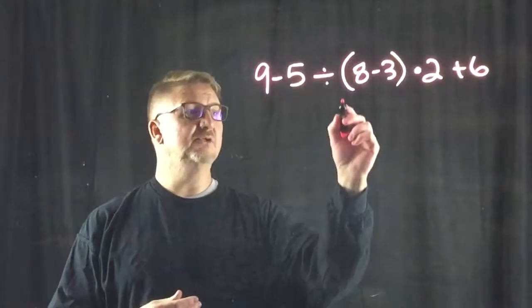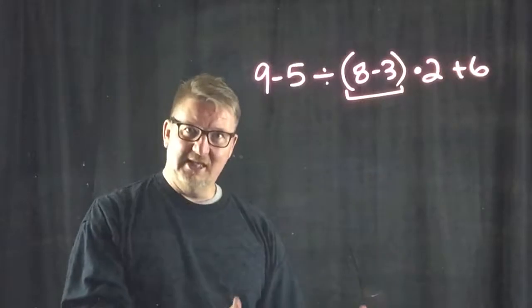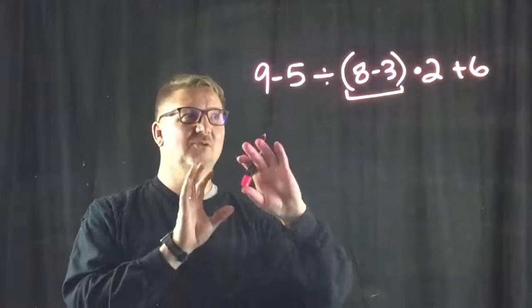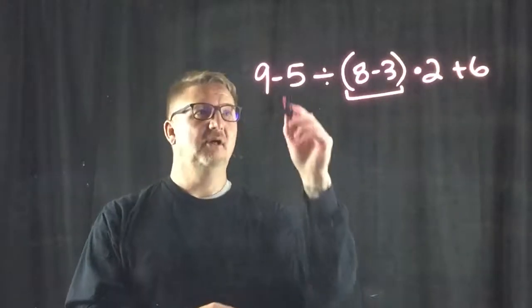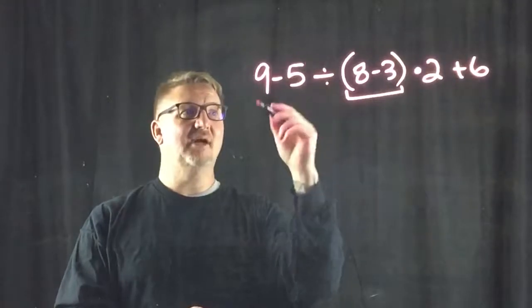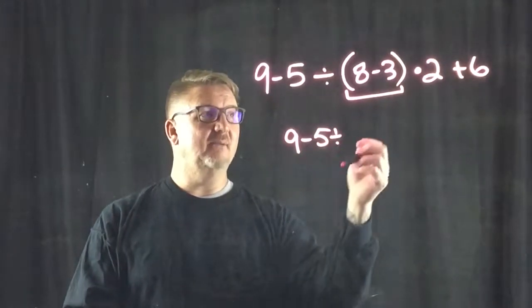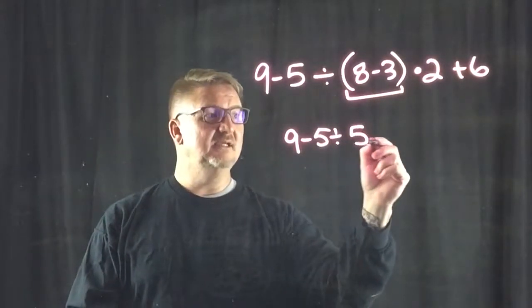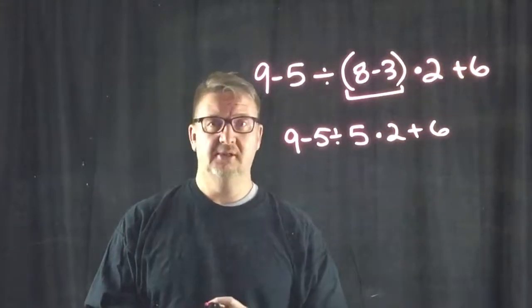According to PEMDAS, we do what's inside the parentheses first, okay? So to keep this coherent and to keep it organized, I like to write everything down that I don't do, okay? I follow steps, all right? So I'm not doing this 9 minus 5 divided by, so I'm going to write down 9 minus 5 divided by. I'm going to do the operation inside the parentheses. 8 minus 3 is 5 times 2. Now I'm bringing all this down, plus 6, okay?